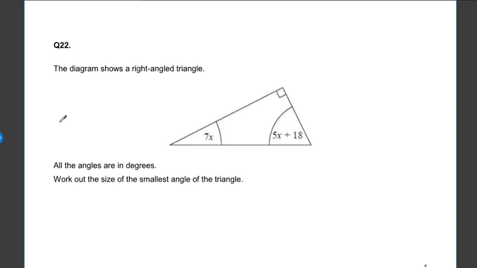Is that what you're looking for? Are you looking for polygons? Or are you looking for angles in parallel lines? How do I know what angles means?